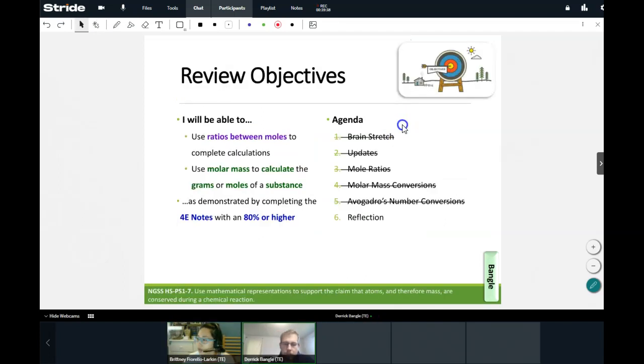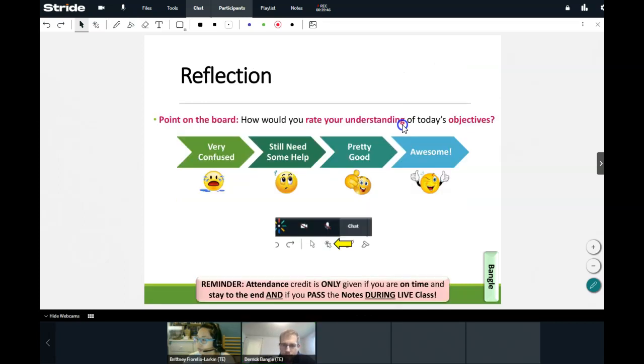We use ratios between mass and moles, otherwise known as the molar mass, to complete calculations and to convert. So great job on that.